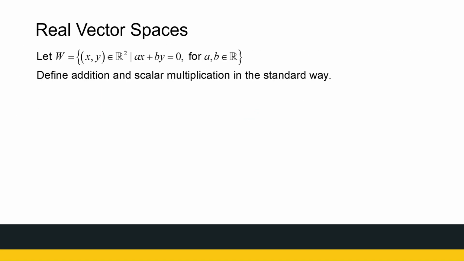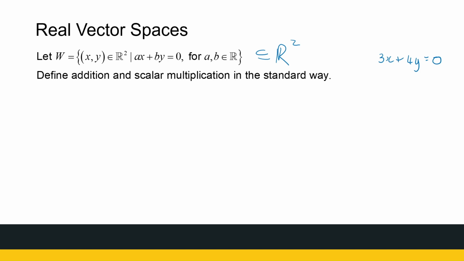Let's look at an example. Let W be all the coordinates (x, y), so it's a subset of R2 with a specific restriction where ax + by = 0 for some a and b in the real numbers. So for example, we can look at 3x + 4y = 0. So straight lines through the origin. We pick one straight line, we pick an a and a b, but we're just using a generic a and b here. For a, b real numbers, that is what my subset looks like. And we define scalar multiplication and addition in the standard way as we do in R2.